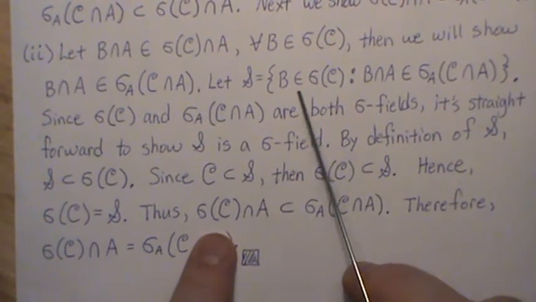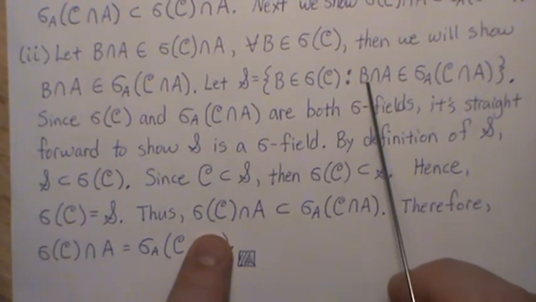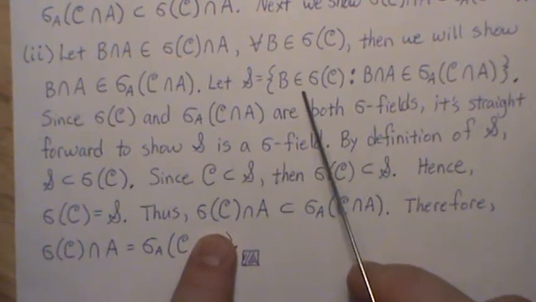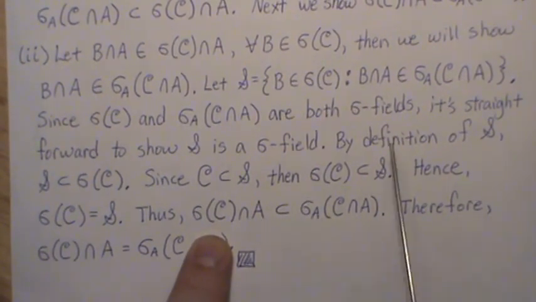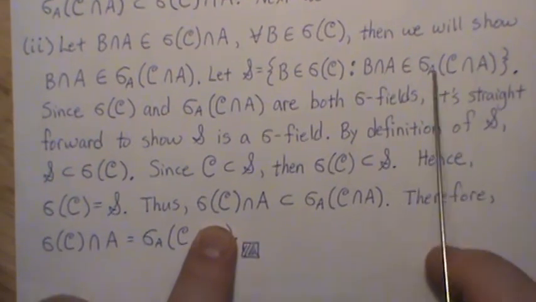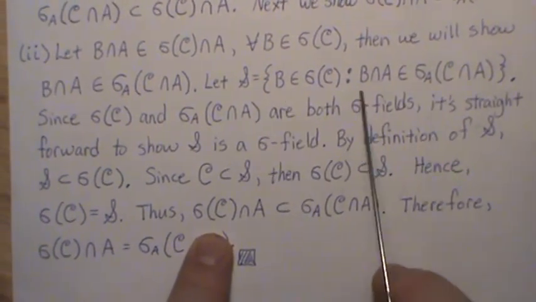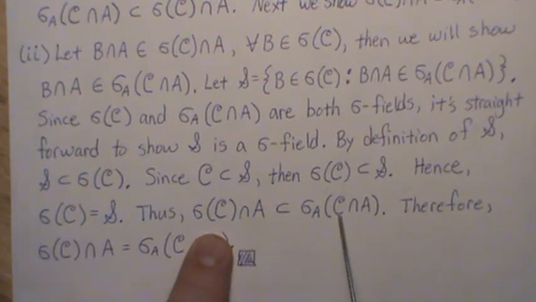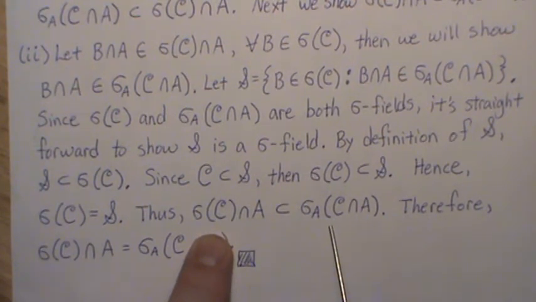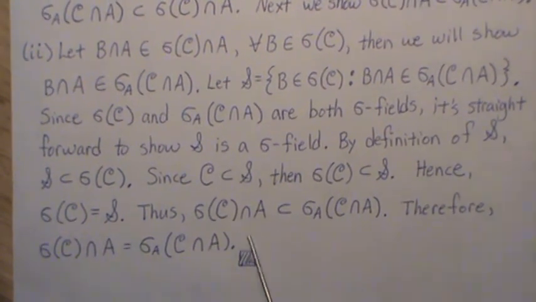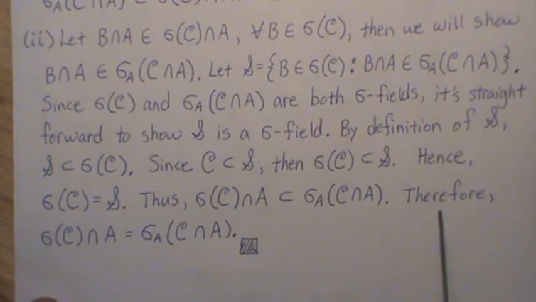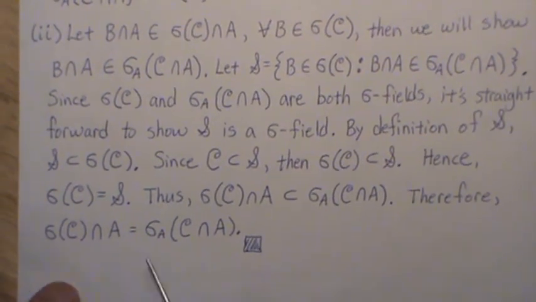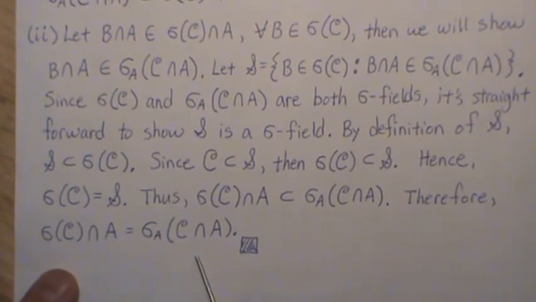Then, that means if we take B intersect A, where B is every element of this sigma field, it may or may not be in this, but it's clearly a subset, right? Some of them make it, so it's a subset of that. But wait, they can't be subsets of each other. We showed in step 1 that this is a subset of this, and now this is a subset of this, so therefore they have to be equal. And that's what we wanted to show.